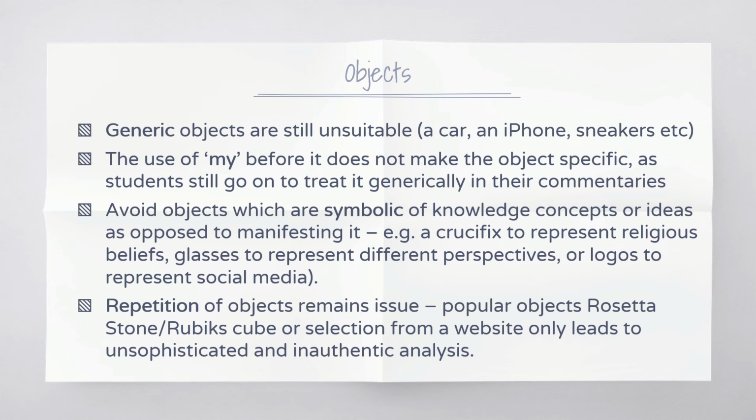So examples of this could be a crucifix to represent religious beliefs or glasses to represent different perspectives. These objects themselves don't manifest that knowledge. So you need to be really clear about the objects of which you're talking.